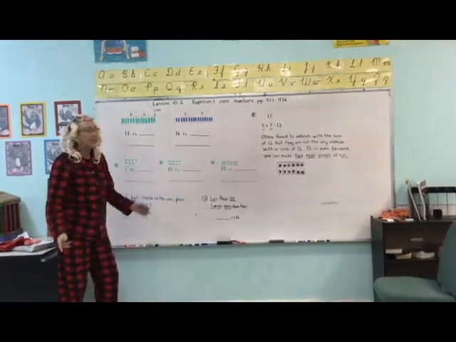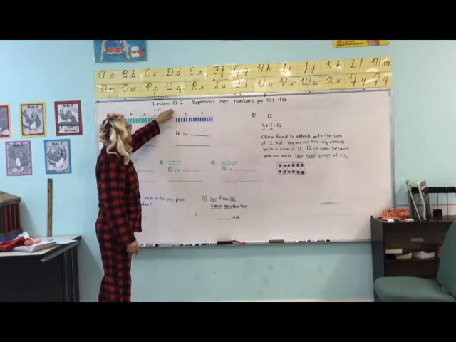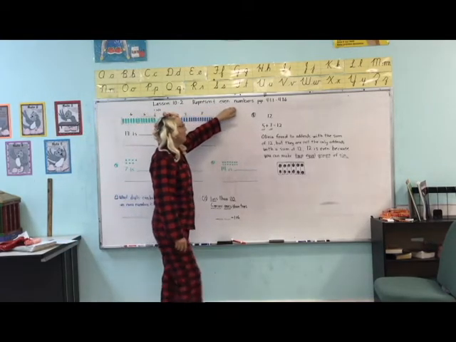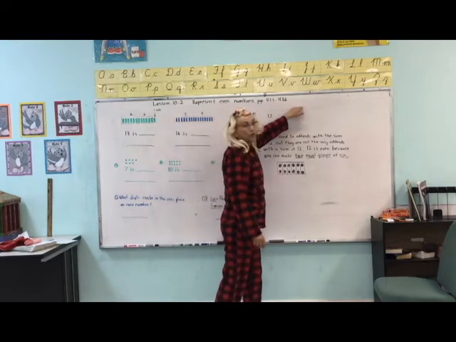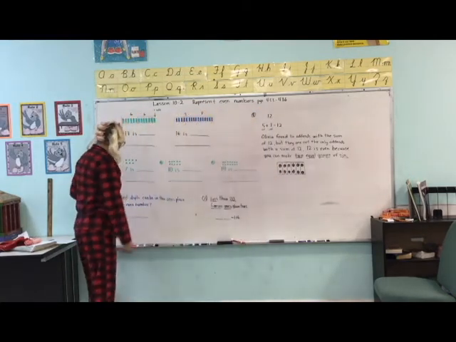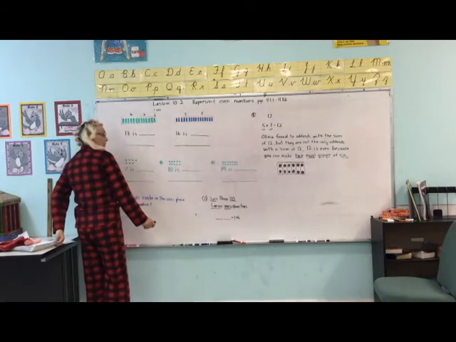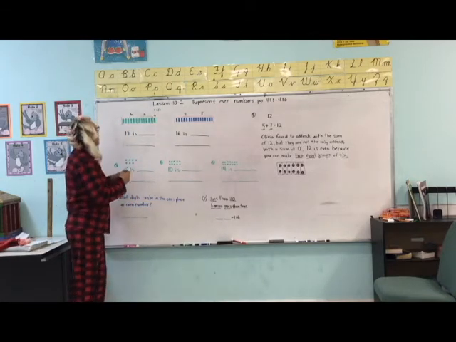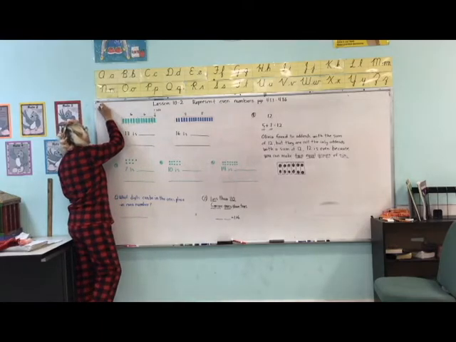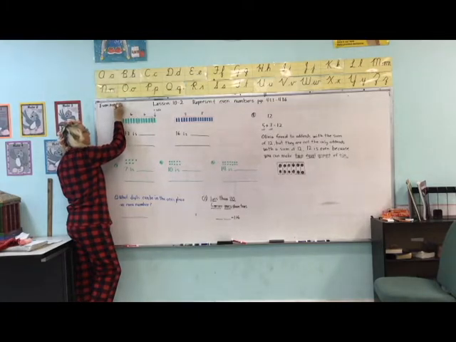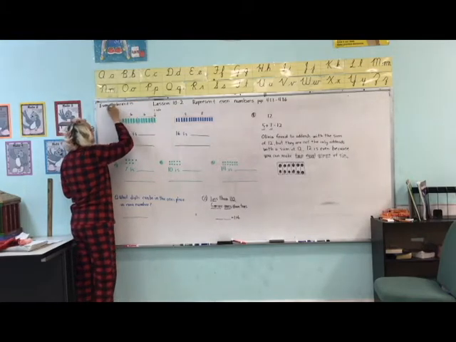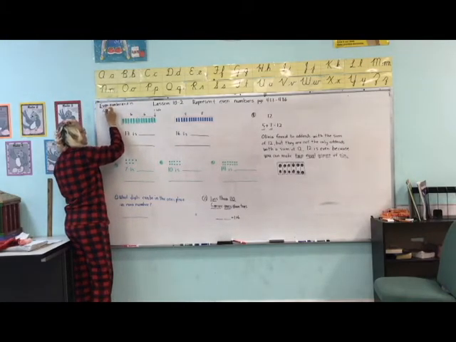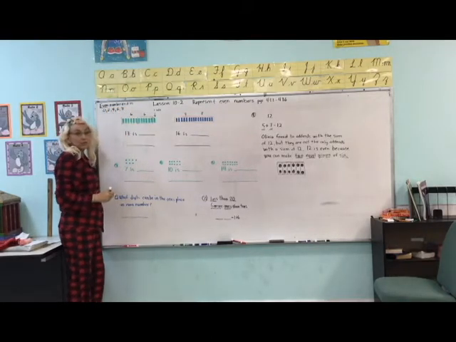Now today's lesson is in math, and it's lesson 10-2, Represent Even Numbers, pages 433 to 436. Remember with even numbers, even though we're learning this in different ways to understand what even and odd are, remember that even numbers end in 0, 2, 4, 6, and 8. That's what they end in.